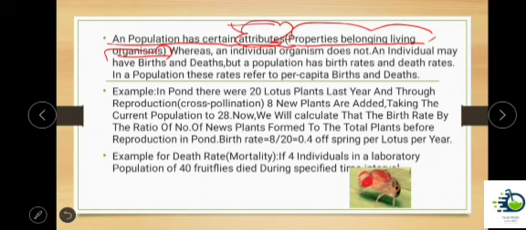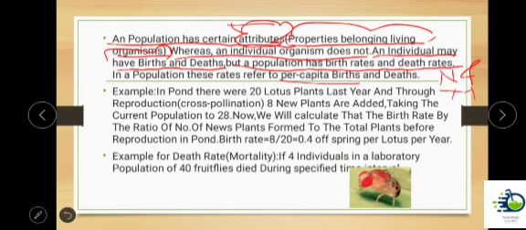Whereas an individual organism does not, there may be deaths or births, but a population has a birth rate and death rate, which is nothing but natality and mortality. These rates refer to the per capita births and deaths. Per capita means nothing but average births and deaths.